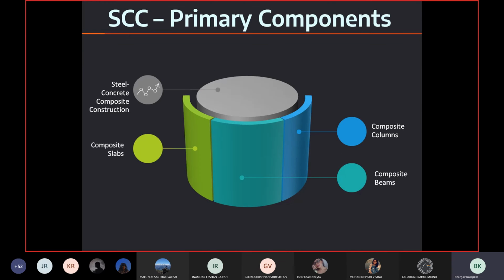The primary components of steel-concrete composite are obviously composite slabs, composite beams, and composite columns. Have we looked at a composite foundation, anyone? When we studied foundations, I'm not talking about this semester only, when you study foundations anytime, do you remember if we looked at composite foundations?